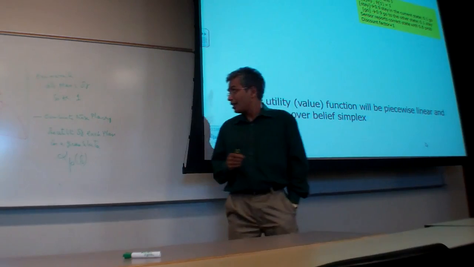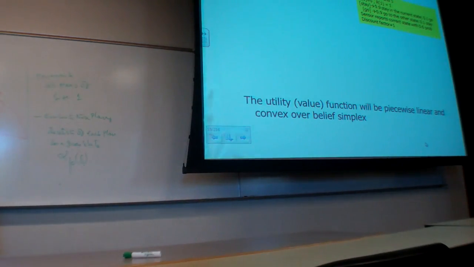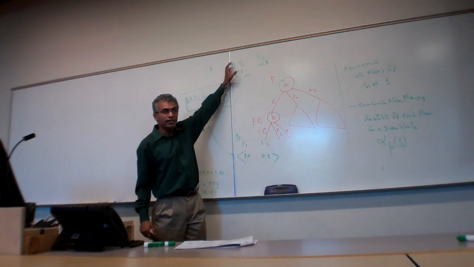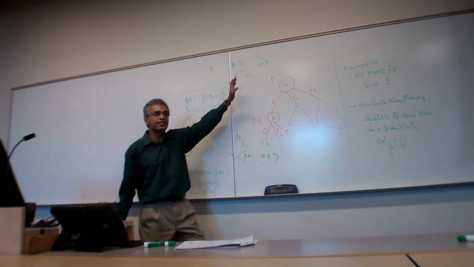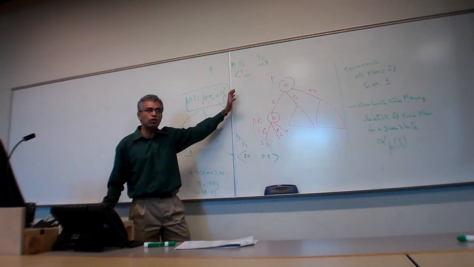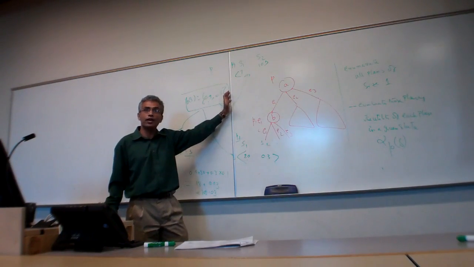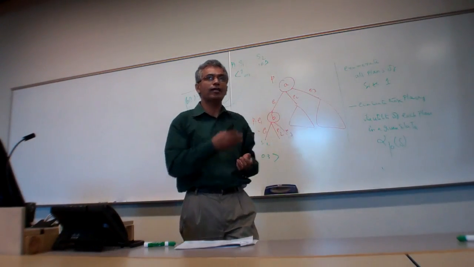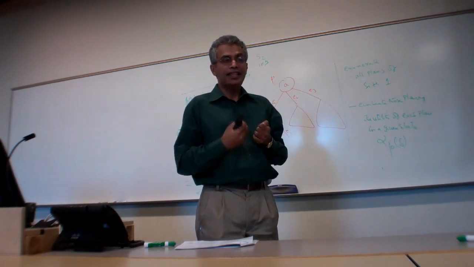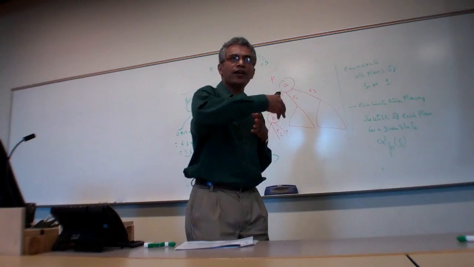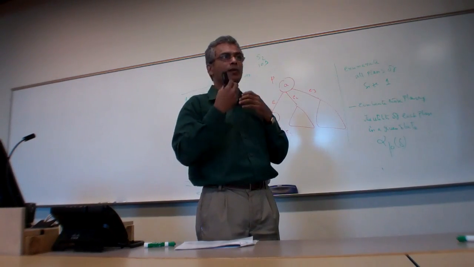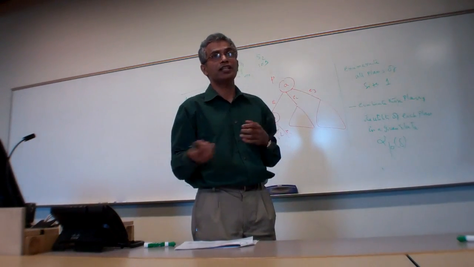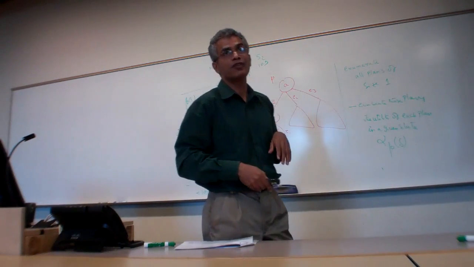For each of them, I need to compute the value of doing stay in state 1, the value of doing stay in state 2, and similarly the value of doing go in state 1 and go in state 2. Then I'll get the vector for both stay and go. Then I can take the dot product of them for every possible belief state to compute the relative values of those plans with respect to each belief state. Those are all the steps we're going to do now.